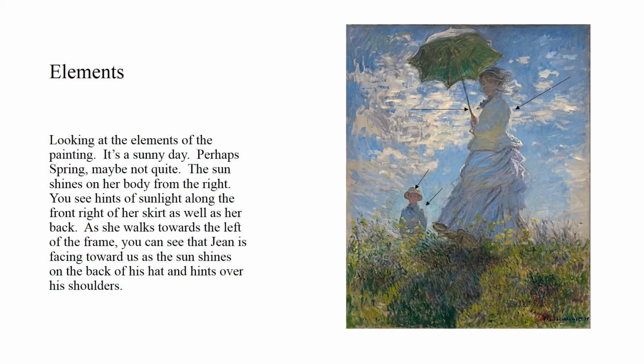Elements. Looking at the elements of the painting, it's a sunny day. Perhaps spring, maybe not quite. The sun shines on her body from the right. You see hints of sunlight along the right front of her skirt, as well as her back. As she walks towards the left of the frame, you can see that Jean is facing towards us, as the sun shines on the back of his hat and hints over his shoulders.